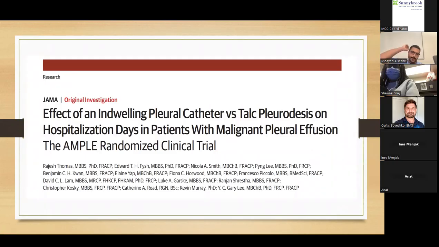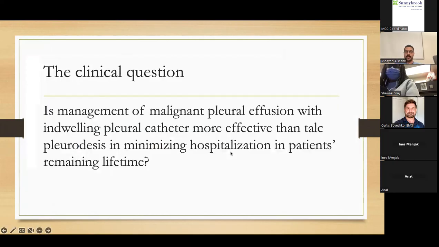So first, the AMBER trial, which is an RCT, looked at the effect of indwelling pleural catheter versus talc pleurodesis on hospitalization days in patients with malignant pleural effusion. This was published in JAMA. And their clinical question was basically, is management of malignant pleural effusion with indwelling pleural catheter more effective than talc pleurodesis in minimizing hospitalization in patients' remaining lifetime?